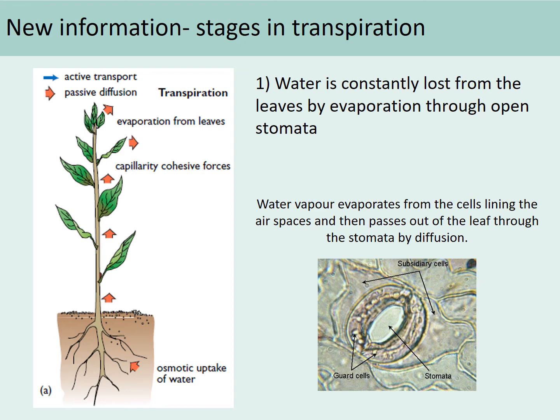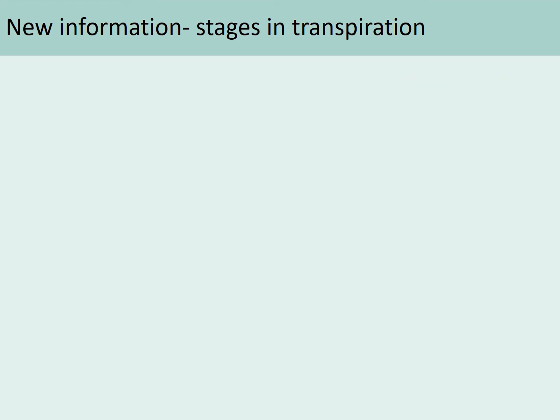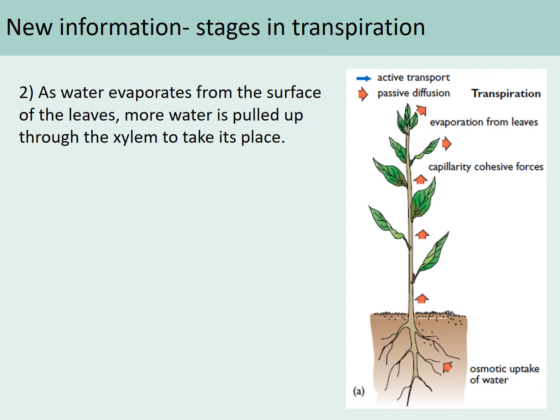Okay, so we're going to look at stage 2 now, and we're looking at the stem now. So as that water is evaporating from the leaves, it's actually pulling more water up through the xylem to take its place. And remember, the xylem vessels, made of xylem cells, are the vessels that transport water around the plant.